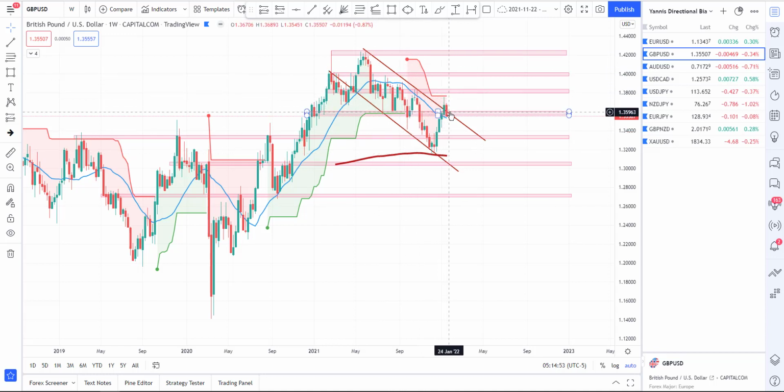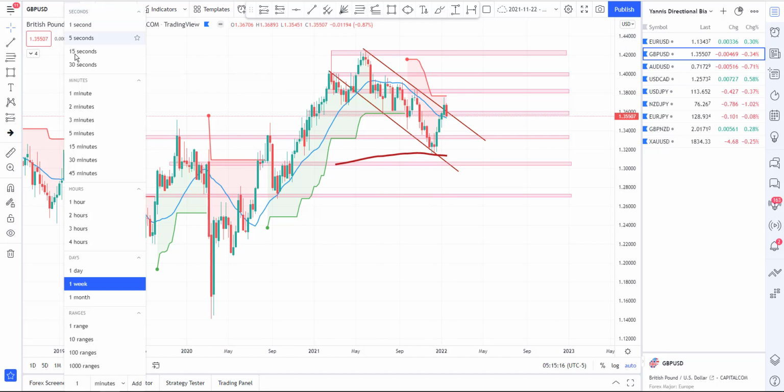And being now at the top of that descending channel, I would expect it to come back down and retest quite a few things: the previous lows here, the 200 moving average, the resistance area at 130.50, my descending trend line, and a lot of stuff where we know that price will react.